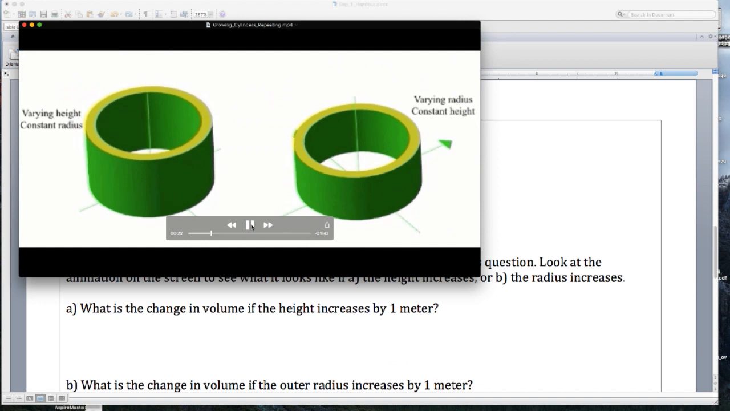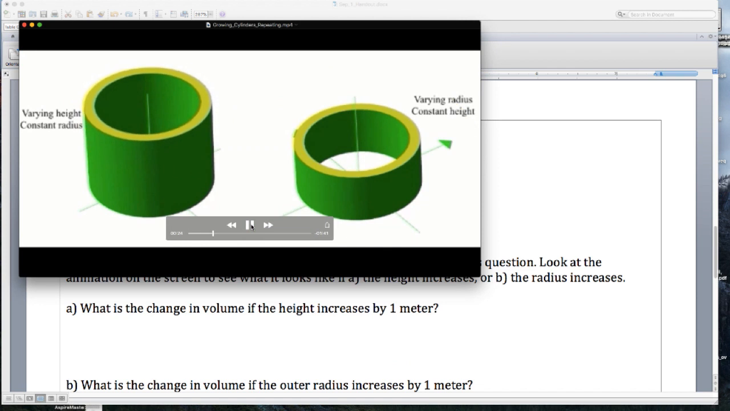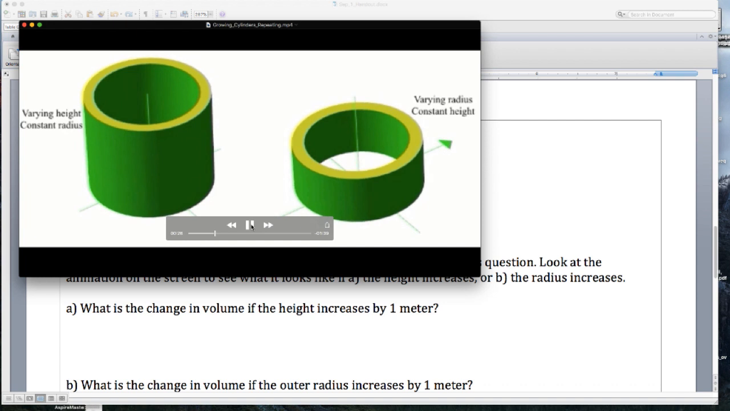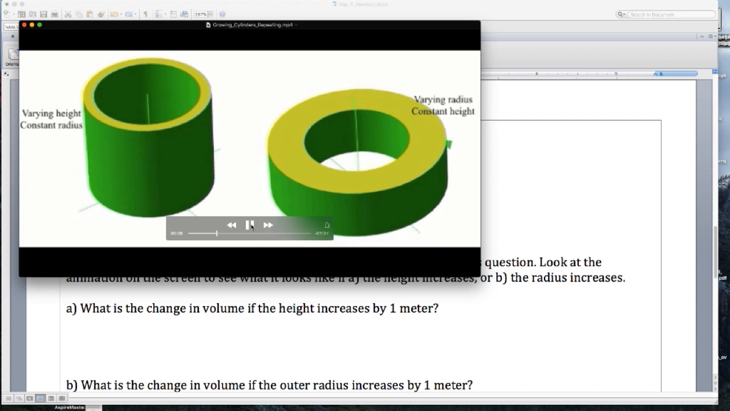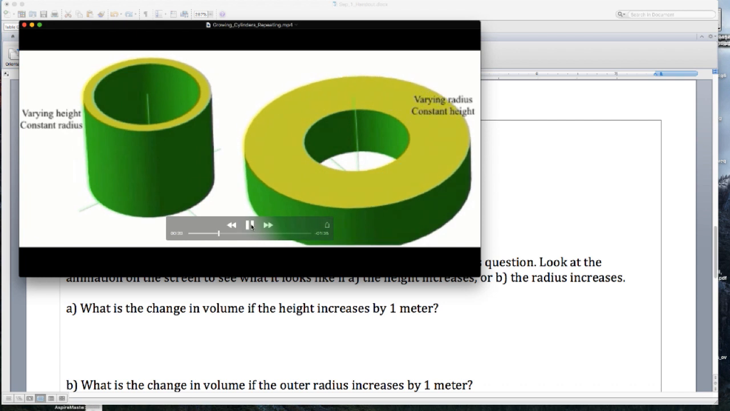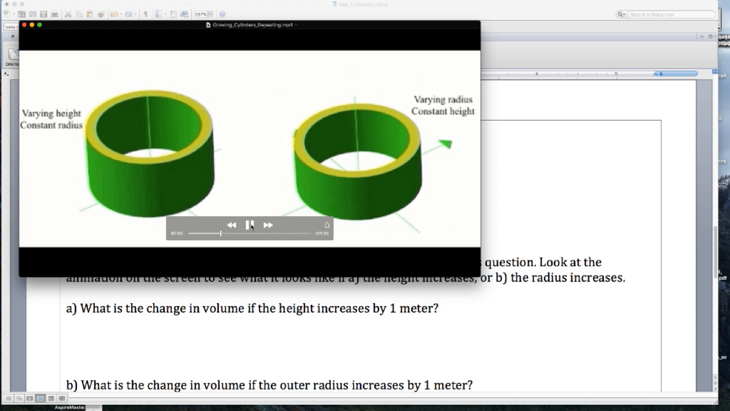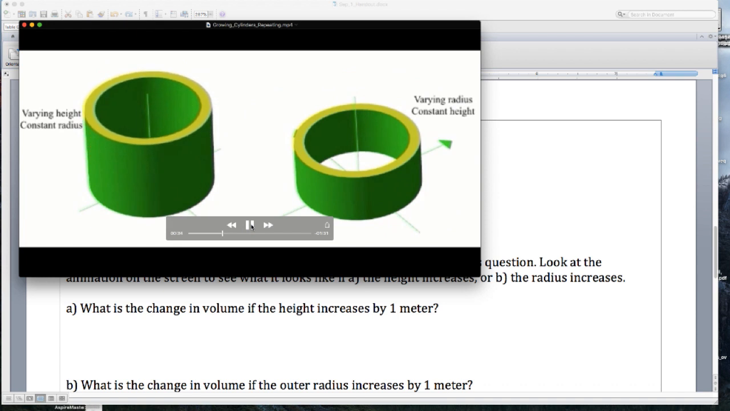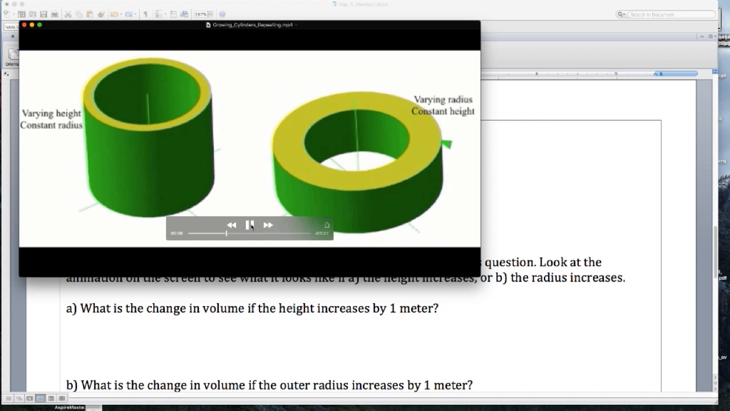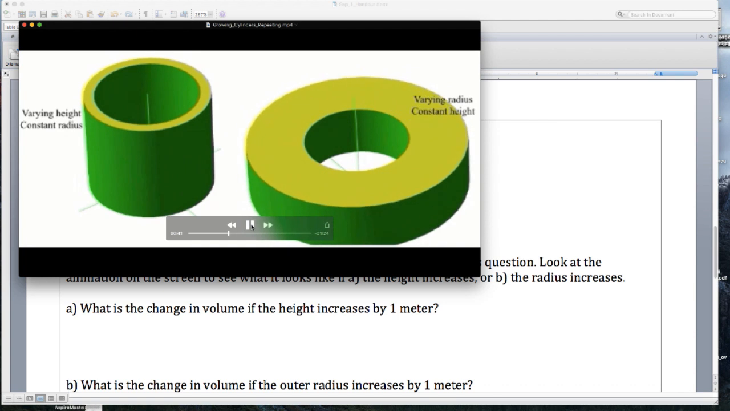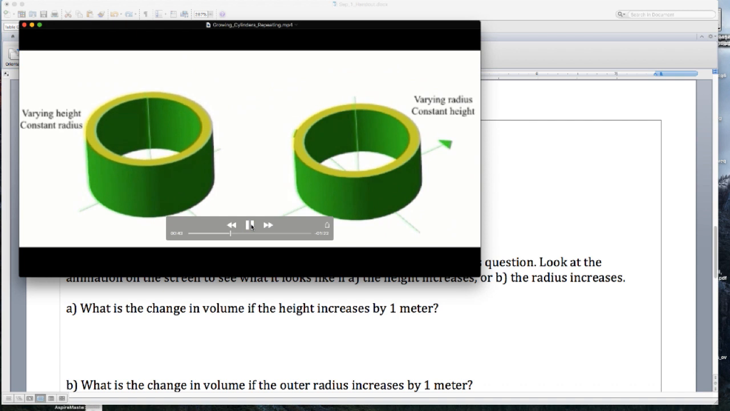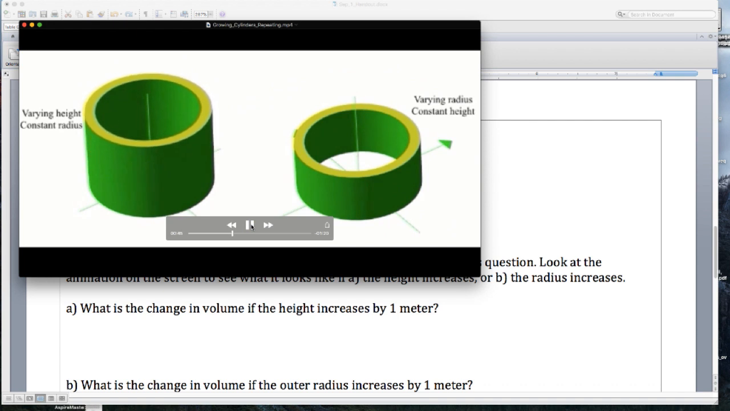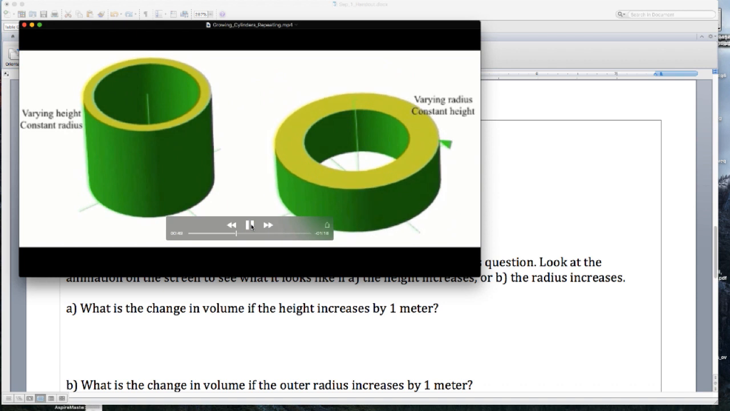So what if the height increases by 1 meter? For part A, the radius isn't changing at all. The height's increasing by 1 meter. And then for part B, what if we leave the height alone, but the outer radius increases by 1 meter? What are the changes in volume? Just for this, use your calculator, your laptop, your phone. I want, after all your work, an actual number for A and B.